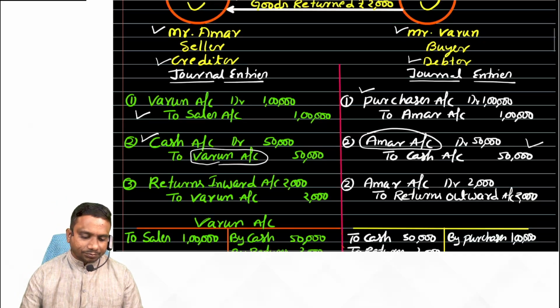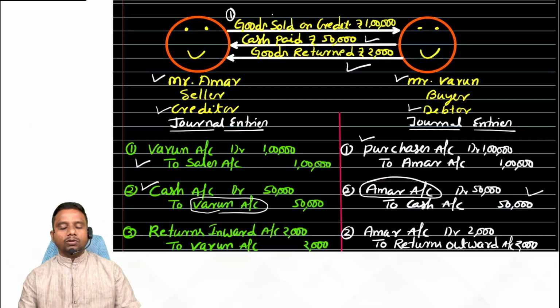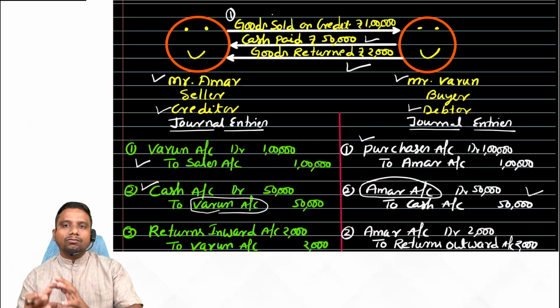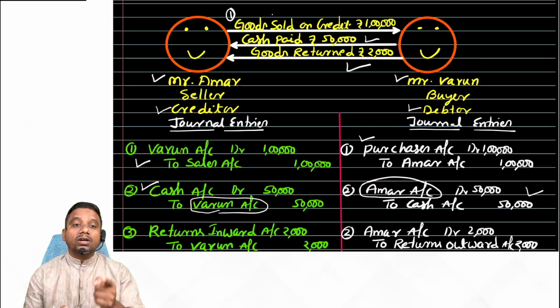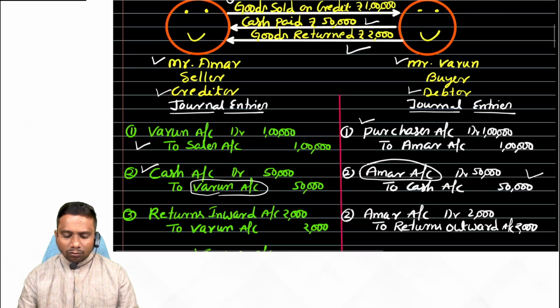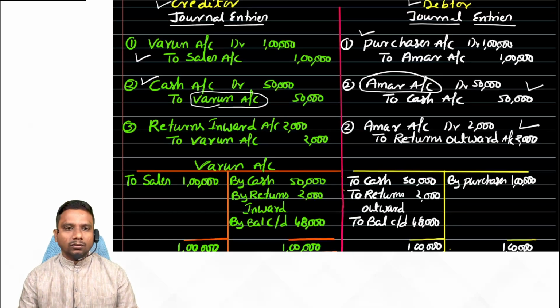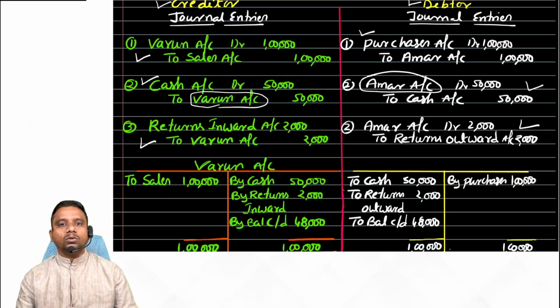Next one, goods returned. Goods returned by Varun rupees 2000. What is the entry Varun records? For Varun, these are purchase returns. For Amar, the same goods are sales returns. Now, Varun records the entry Amar account debit to returns outward account. Amar records the entry returns inward account debit to Varun account.